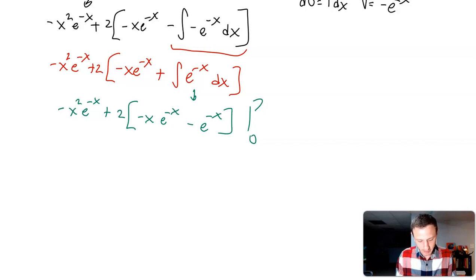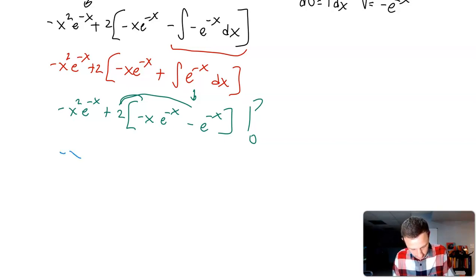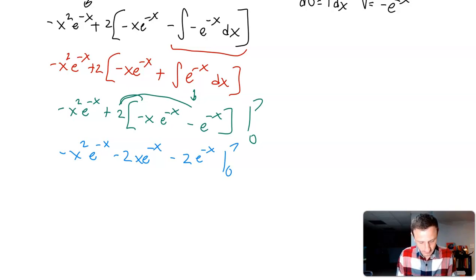Now I think would be a good time to distribute this too, so things don't get too complicated. So, let's go blue. Negative x squared e to the negative x. And this is 2 times negative x e to the negative x, so that's negative 2x e to the negative x, minus 2 e to the negative x, from 0 to 7. See that? Again, 2 times negative x is negative 2x. 2 times negative 1 is negative 2. So that's how I'm getting those 2 terms there.